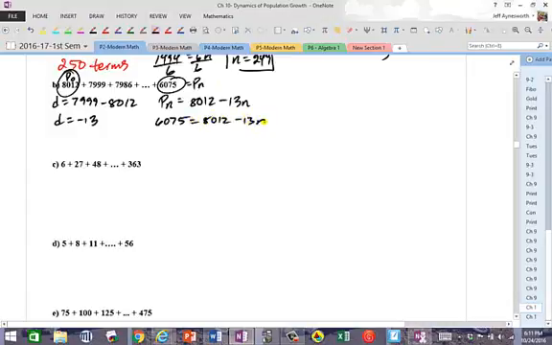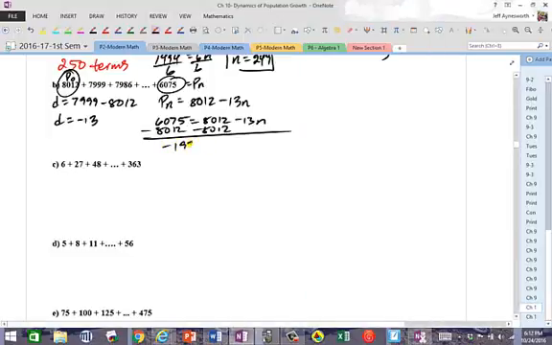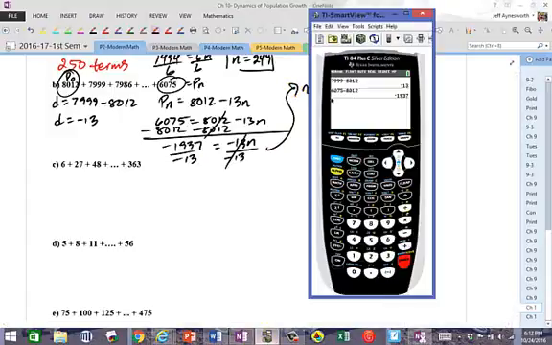Let's subtract 8,012. We're going to get a negative number here, but don't panic because n has to be positive. So we get 6,075 minus 8,012. That's negative 1,937, which is equal to negative 13n. So we have to divide both sides by negative 13, and we better come up with a positive whole number. So n is equal to something here. Divide by negative 13, and we get 149.